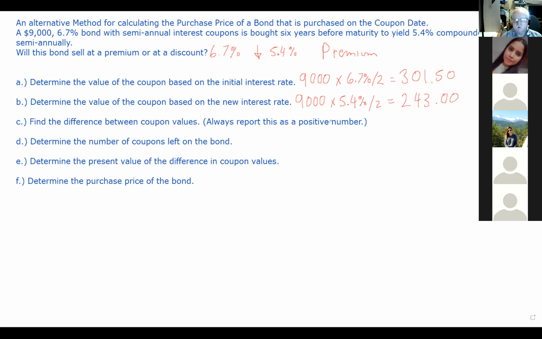So we would go 301.50 minus 243. What is that going to be? 301.50 minus 243 is $58.50.